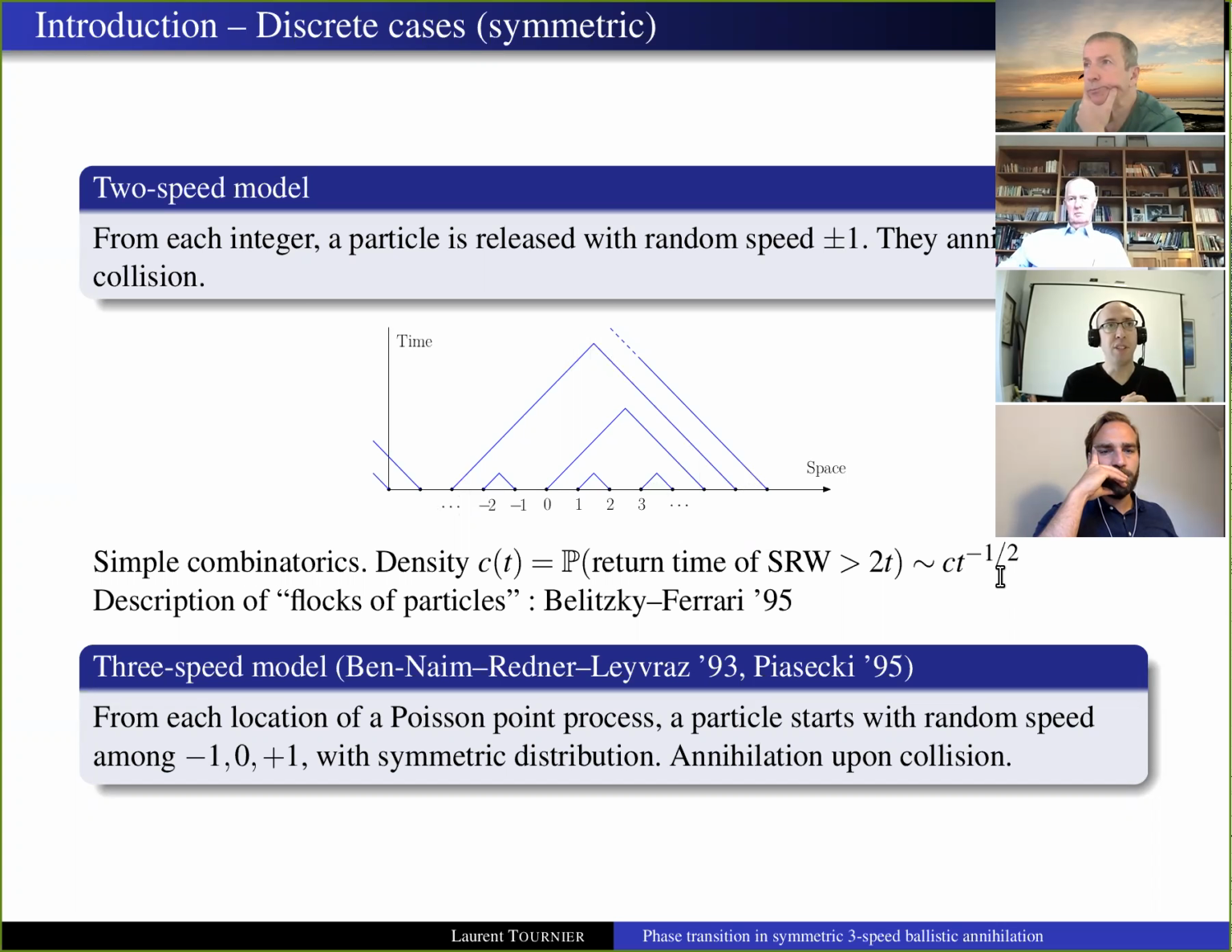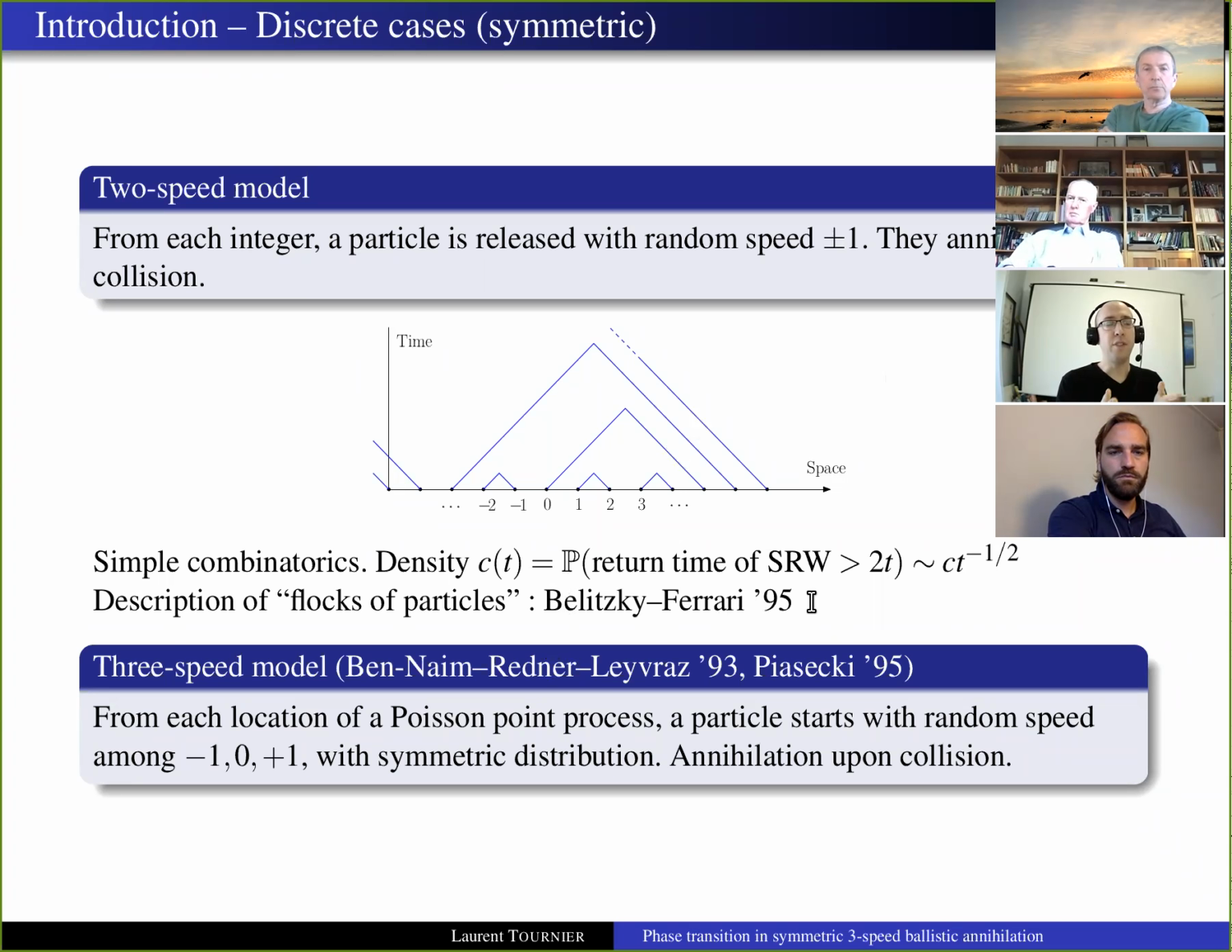So many quantities can be computed in this case, and it's even possible to describe at large time what happens to the flock of particles. If you take a large time, you have fewer and fewer particles, and they tend naturally to align. You would have lots of particles going to the right, then a big space, then many particles going to the left, for instance, a big space, and so on. And you can actually describe a limiting distribution for this distribution of particles. It was done by Belitsky and Ferrari in the 90s.